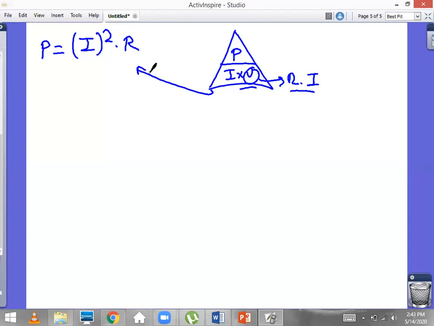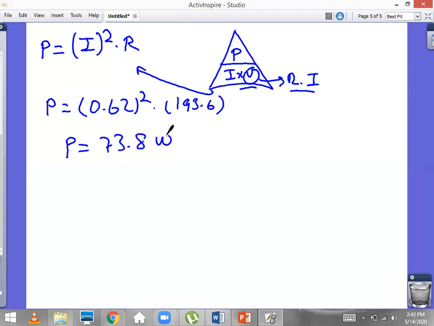Okay. So let's find the power then. Power equal. We found the current as 0.62. So 0.62 square times the R is 193.6. So when you do this, you're going to get the power as, you can do the calculation, 73.8 watts, okay? This is going to be the answer of question number 5, okay? 73.8 power dissipated by the light bulb, okay?